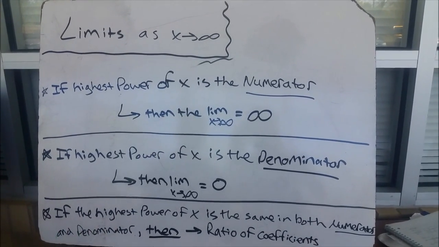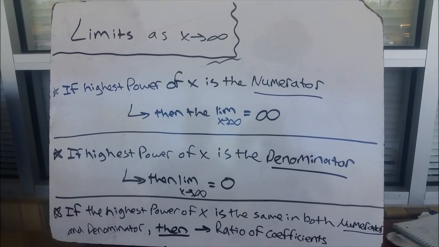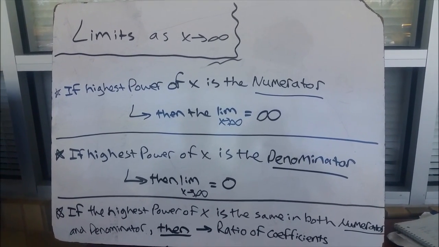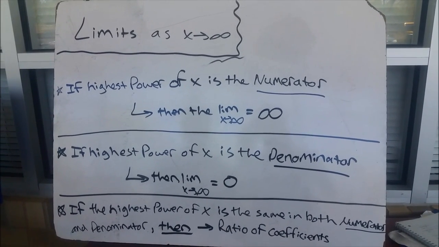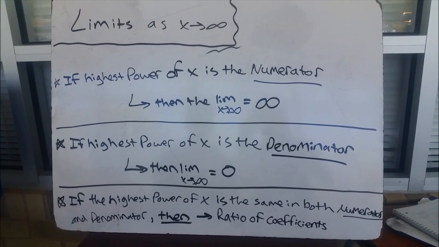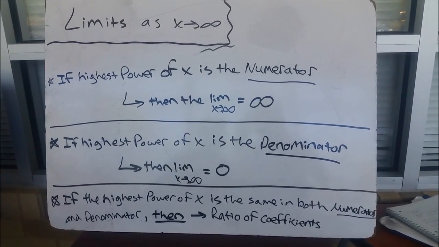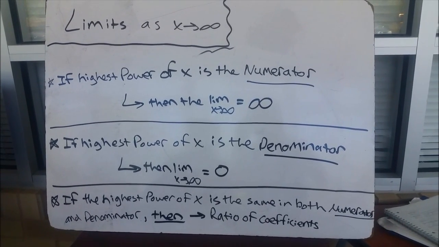A continuation of what I was saying before, as we have limits where x approaches infinity, here are 3 simple rules that are going to really help you out in complex problems. The first one says that if the highest power of x is in the numerator, as x approaches infinity, the limit is going to be infinity.